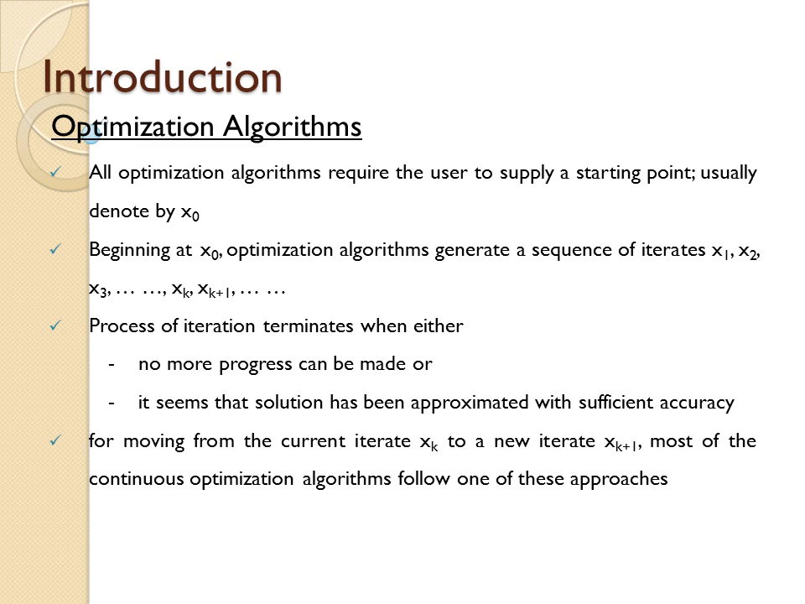To start with, let's discuss a few points on the general properties of optimization algorithms. All optimization algorithms require the user to supply a starting point, denoted by x0. Beginning at x0, optimization algorithms generate a sequence of iterates x1, x2, x3, xk, xk plus 1. The process of iteration terminates when either no more progress can be made or it seems the solution has been approximated with sufficient accuracy. Now, for moving from the current iterate xk to a new iterate xk plus 1, most of the continuous approximation algorithms follow one of these approaches: line search method or trust region method.